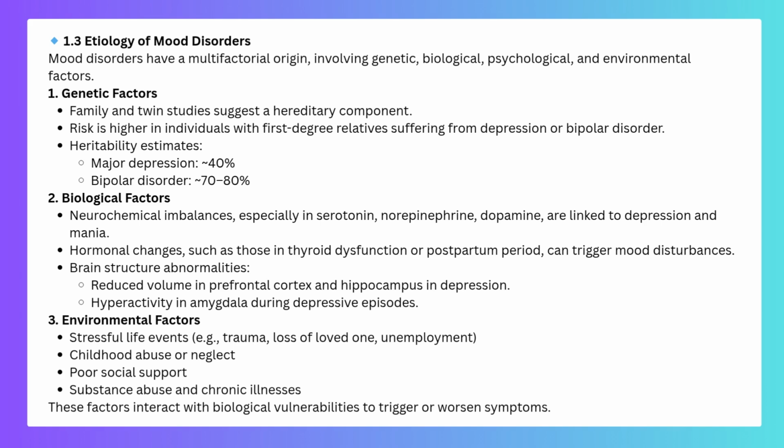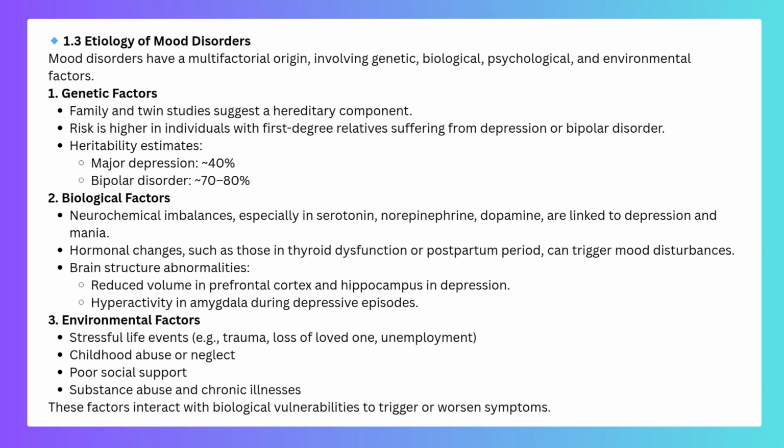2. Biological factors. Neurochemical imbalances, especially in serotonin, norepinephrine, dopamine, are linked to depression and mania. Hormonal changes, such as those in thyroid dysfunction or postpartum period, can trigger mood disturbances. Brain structure abnormalities: reduced volume in prefrontal cortex and hippocampus in depression. Hyperactivity in amygdala during depressive episodes.